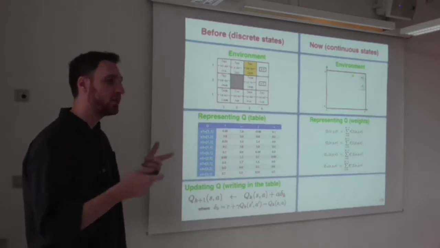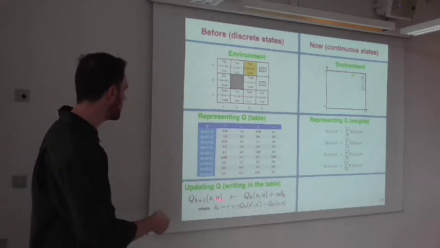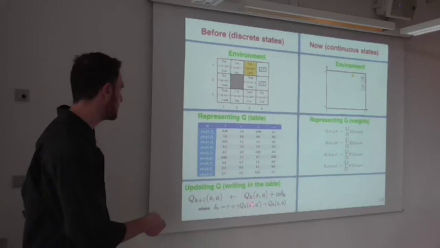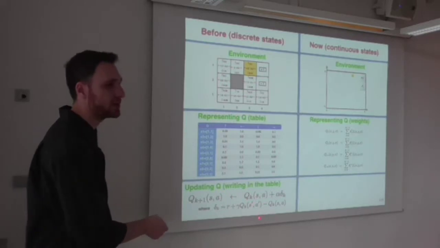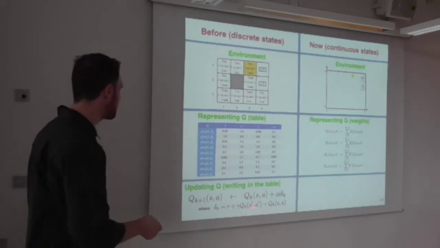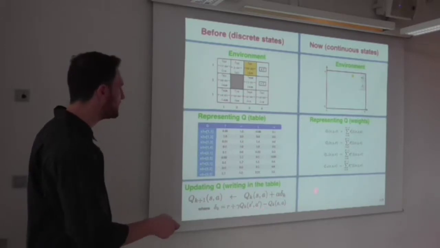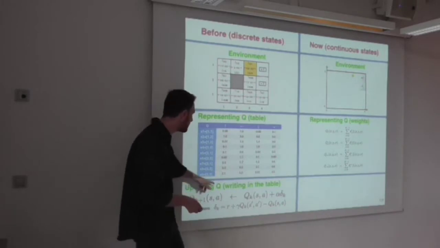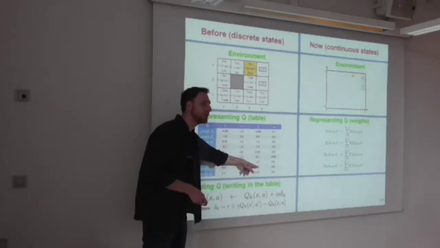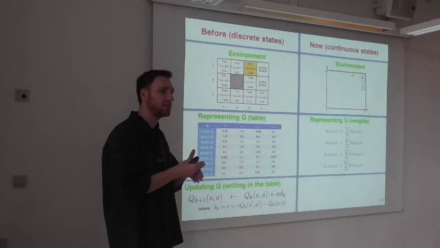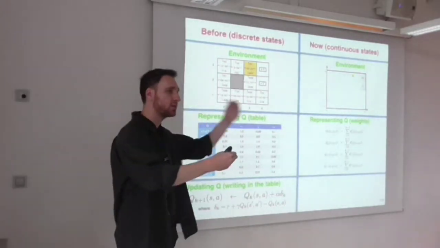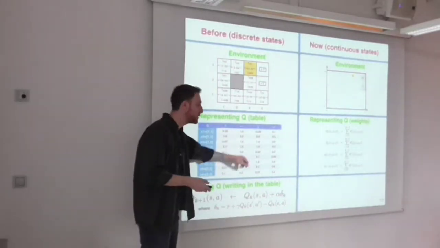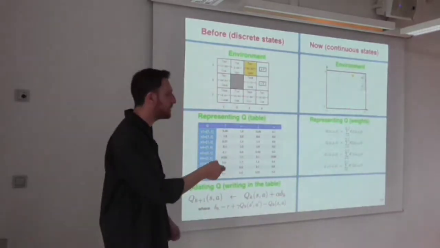The update rule in the discrete case was just the Q-learning update equation. It's just written a little bit differently here, but it's just what I showed before. And now the question is, what is the update rule? Updating Q here means that we update one of the entries in the table. After I'm in some state, I execute an action, get a reward, go to the next state, I update one entry. In the continuous case, I'm going to do the same thing.